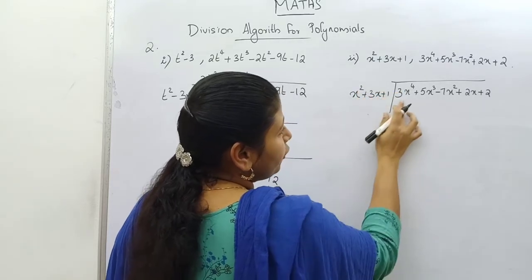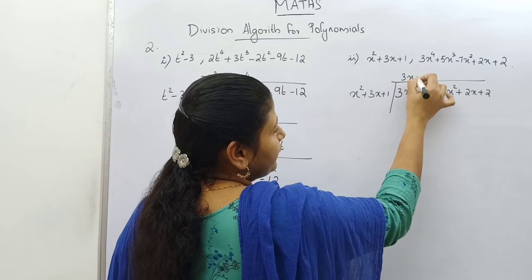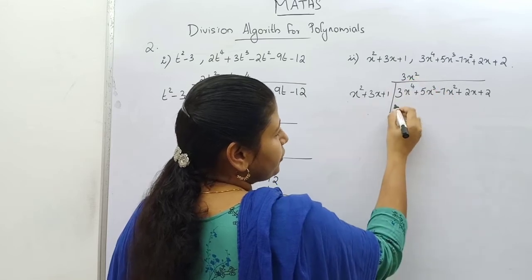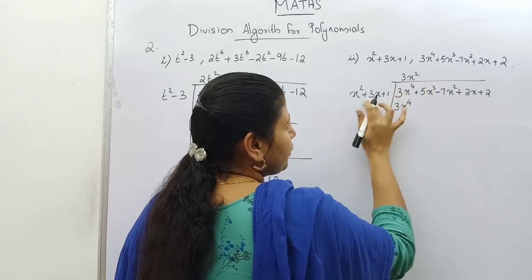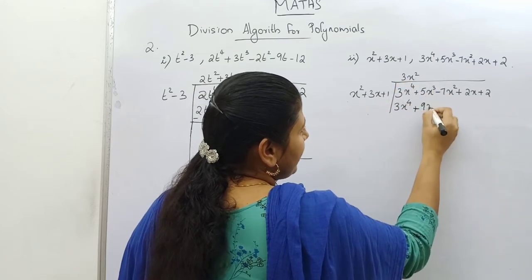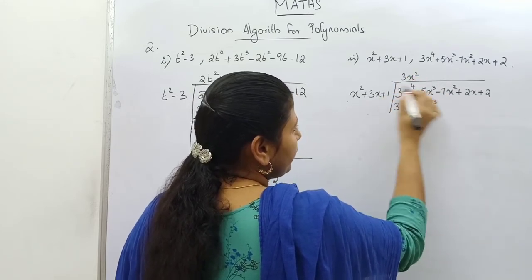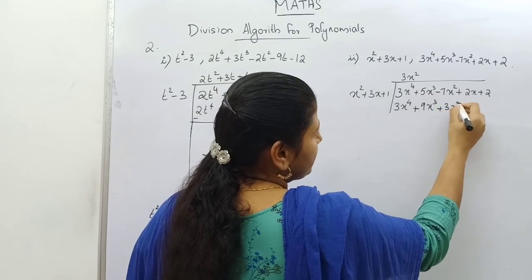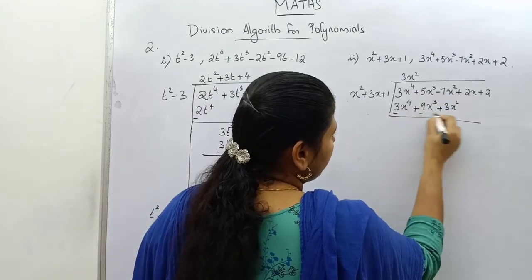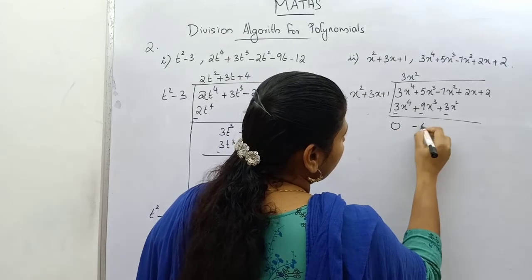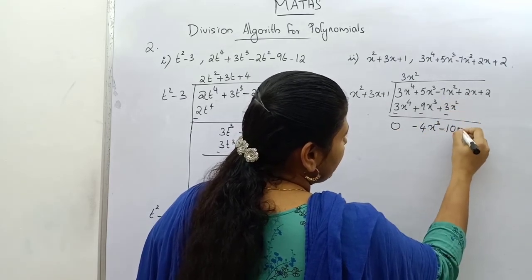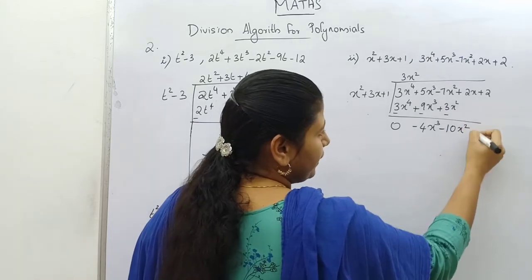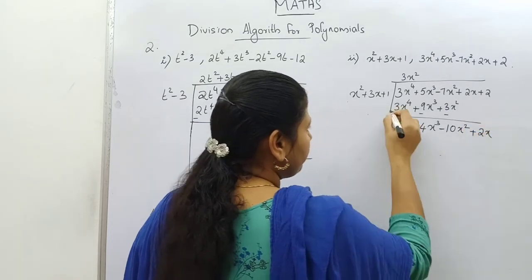Just multiply with 3x square. Then you will get 3 into 3x square into x square is 3x raised to 4. 3x square into 3x is plus 9x cube. 3x square into 1 is plus 3x square. Just subtract, it will be 0. Here it will be minus 4x cube. Here both are negative, so minus 10x square. Then write this plus 2x here.